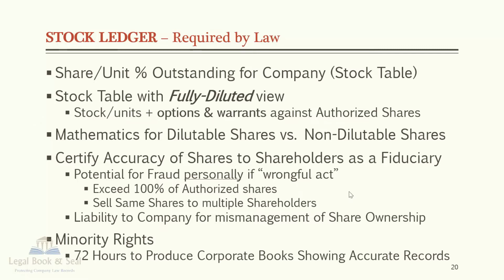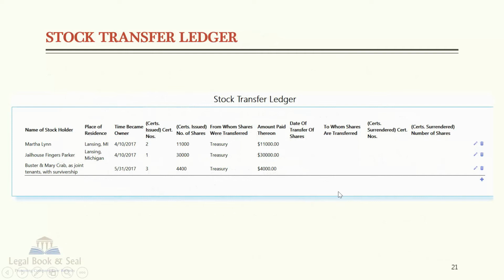Legal Book and Seal also includes things like directors' information and things of that sort. But let's take a look here. The name of the shareholder, the place of residence, the time that they became the owners, what's their certificate number, and what order were they issued? Where did the shares come from? In this case, they came from treasury shares, and these people paid different amounts of money for those shares over a period of time. So 531 paid more for its 4,400 shares. You have to understand, and this is how you determine valuation of the company as well.